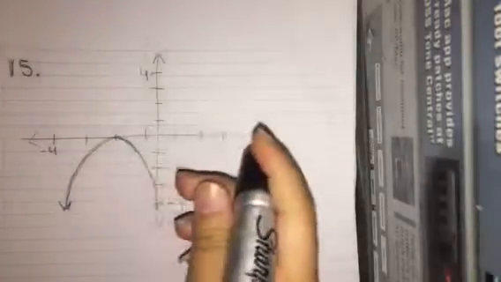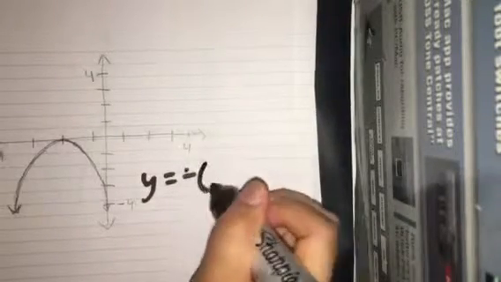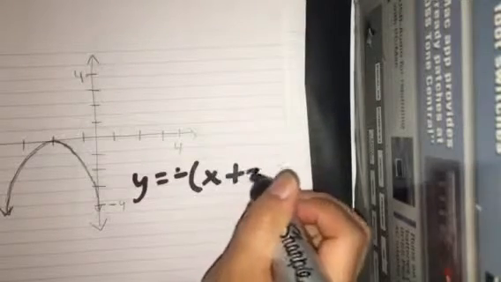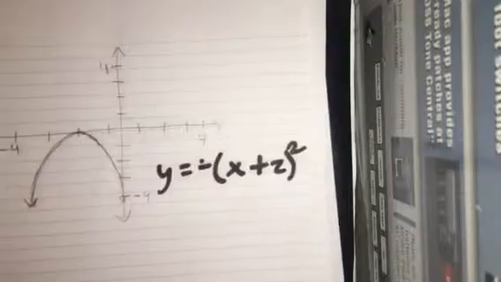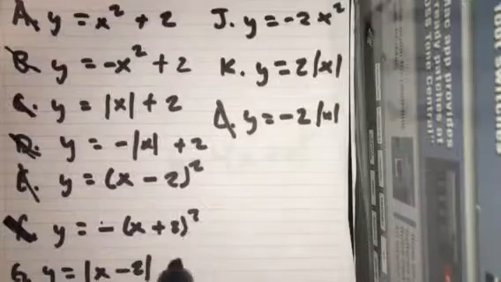15 is a parabola, and it's upside down. So it's a negative parabola, a quadratic function. So it would be y equals x squared, but it moved to the left 2 times. This means that y equals negative parentheses x plus 2 parentheses squared. So it would be F.